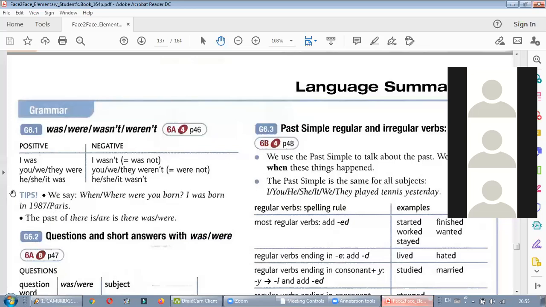We say هذا. Yes, this one. When, where were you born? I was born in 1978, Paris. The past of there is, there are, is there: was, were.